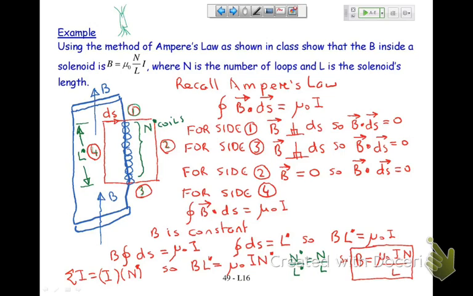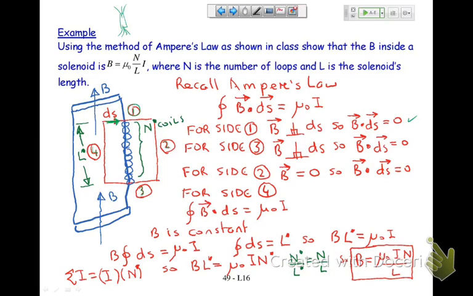The first thing I'm going to recall is that Ampere's law says for this loop, and sections of this loop, the line integral of B dot ds equals mu naught times I. Now let's look at that. For side 1, my ds is going in the positive x-axis on my diagram, but my B is going in the positive y-axis, because that's the way solenoids work. These are at 90 degrees to each other, and for a dot product, when two vectors are at 90 degrees, you get 0. So side 1, B dot ds equals 0. Forget about it. It's not going to contribute.